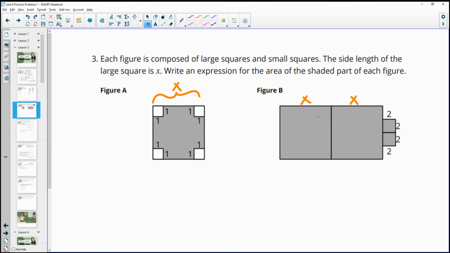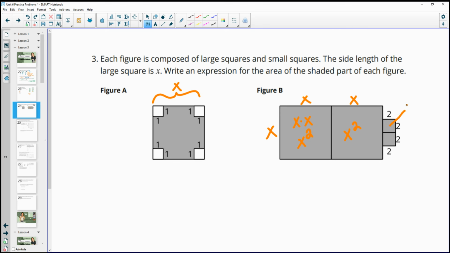So if we start in figure B, because it maybe is a little bit easier because there's no missing space here. But remember, this is a square, so it's an x by x box. So this one wants us to write an expression for the area. So we find the area by multiplying length and width, which means we'd have x times x here, or x squared for each of these big boxes.